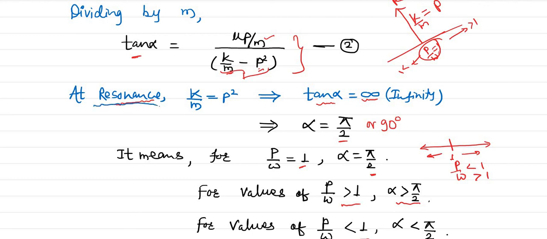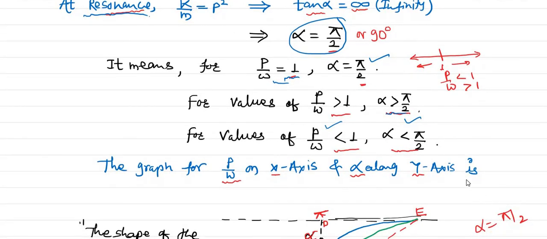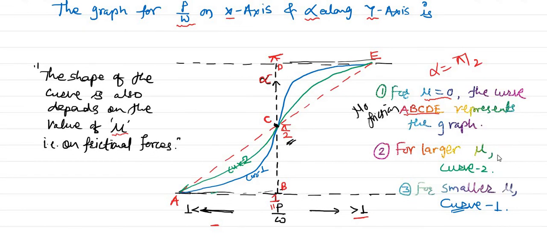So at resonance we know already the p by omega value is 1, and here we got alpha value is pi by 2. From that we can guess, if the p by omega value increases, obviously the alpha value will increase, and if p by omega value decreases, then alpha value also decreases. And from these three cases we can draw a graph between p by omega and the phase alpha. So this is all about the phase of resonance.